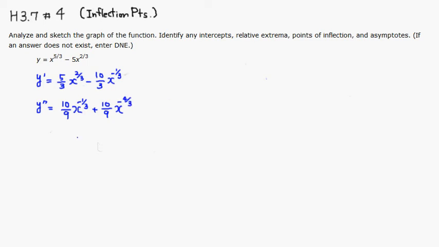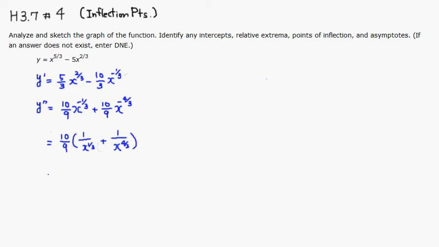From here we actually need to pull out, we're going to write it as, 10/9 is just a common factor, so pull that out. Then you have x to the negative 1/3, so since it's a negative power, it's going to be 1 over x to the 1/3 power. Plus you have 1 over x to the 4/3 power.